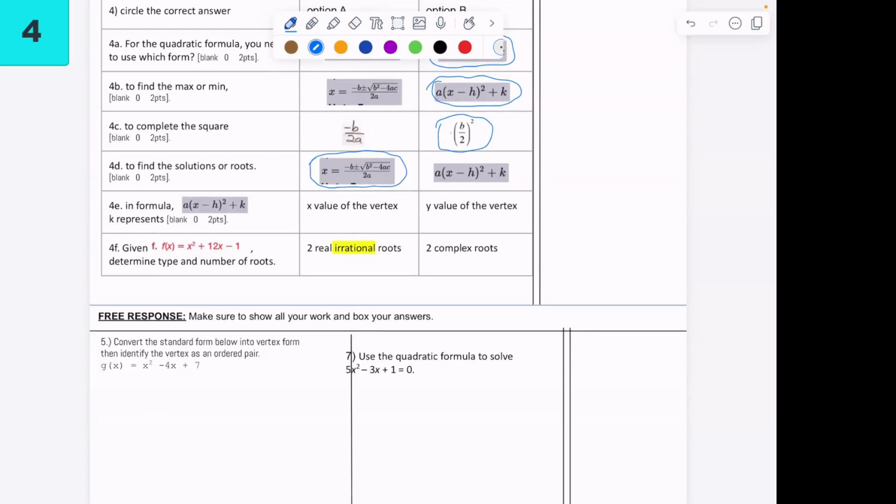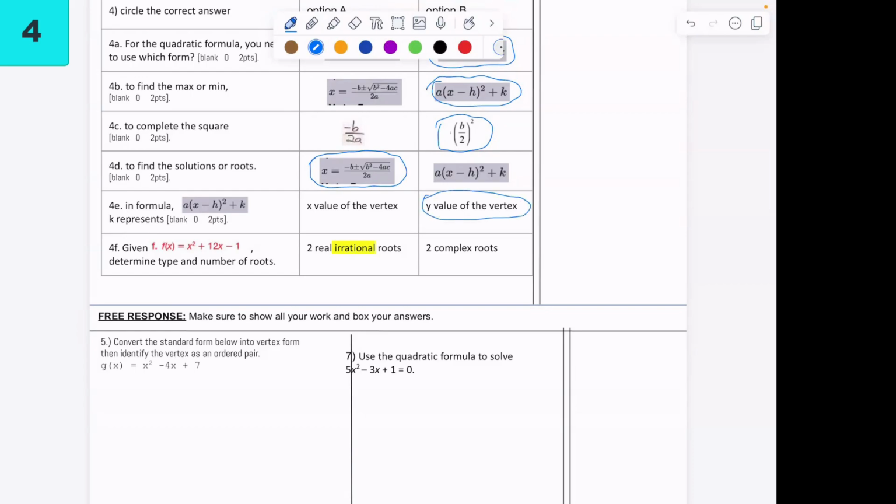And for E, in a formula, x minus h squared plus k represents. So this is the vertex form, right? In vertex form, k represents the y value of the vertex, right? So the answer is this.